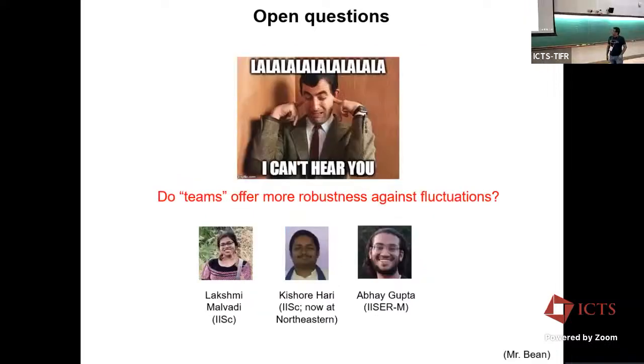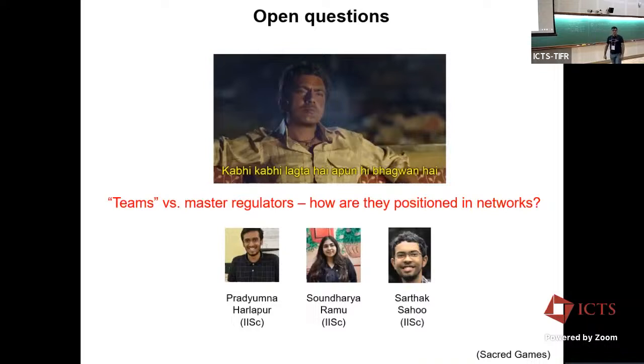Do teams offer robustness against fluctuations? Right? So you take a network, it will have all different kinds of noise. If you have teams, do you reduce the sensitivity of that network to internal noise, to external noise? And this is a question which Lakshmi and Abhay, undergrads, and Kishore, my ex-PhD student, now a postdoc with Herbie, is trying to address. And what about master regulators, right?